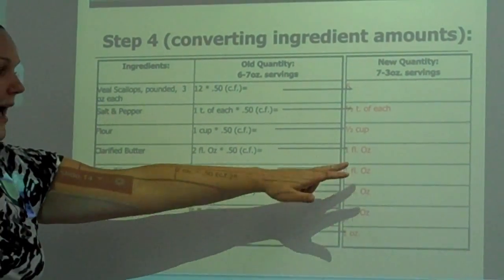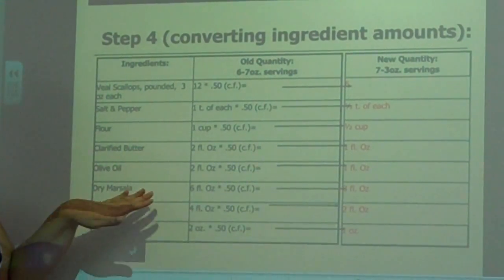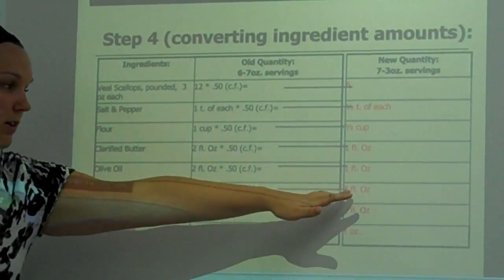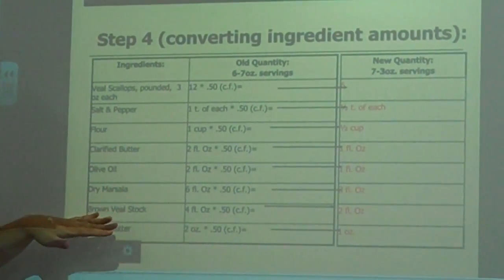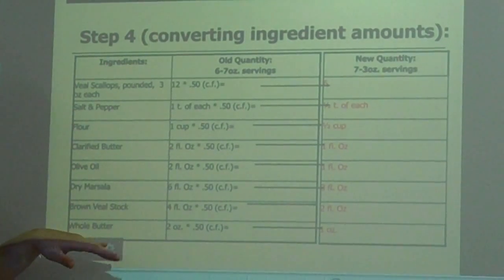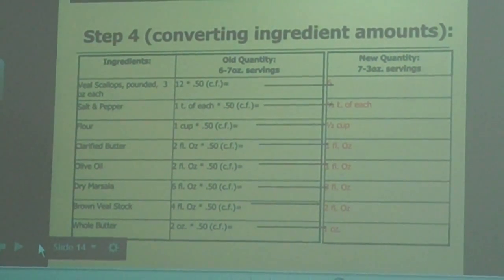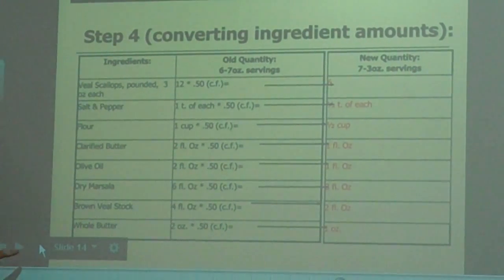Clarified butter, 1 ounce. Originally 2. Olive oil, 1 ounce. Dry marsala, which would be 3 fluid ounces, originally 6. And then veal brown stock, which is 2. And then for your whole butter, 1 ounce. Again, essentially you just reduce this in half. If you have any questions, please make sure you consult with your teacher.